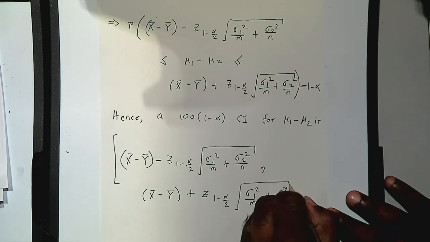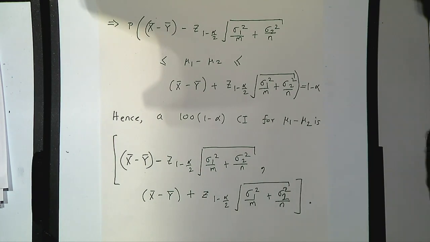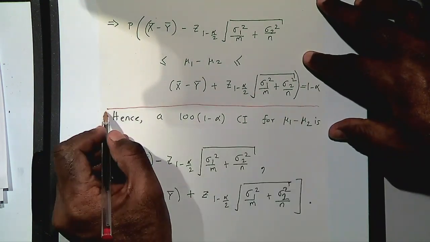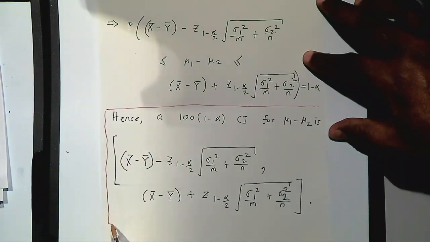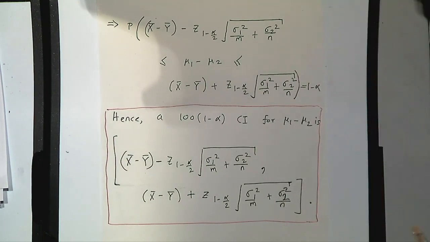All right, guys, so this is the conclusion. Let me put this in red. Where's my red pen? Oh, it's here. So this is the conclusion. This is the confidence interval for the difference between the two population means when the variances are known.